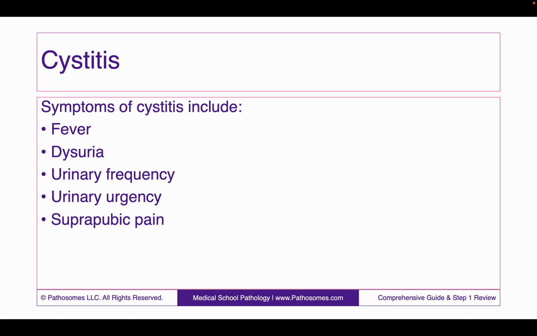More importantly, for your purposes, symptoms of cystitis include fever, dysuria, urinary frequency, urinary urgency, oh, I need to go, and suprapubic pain.